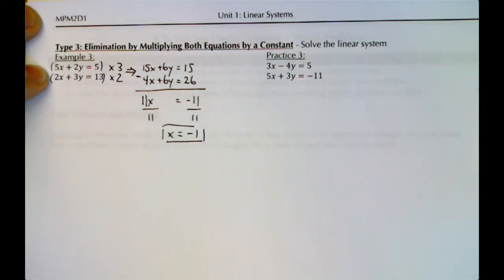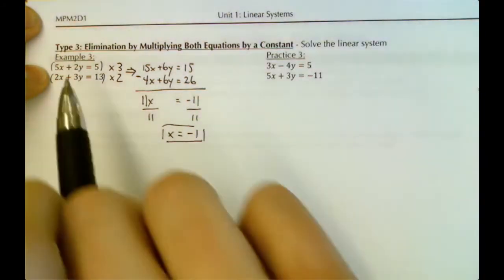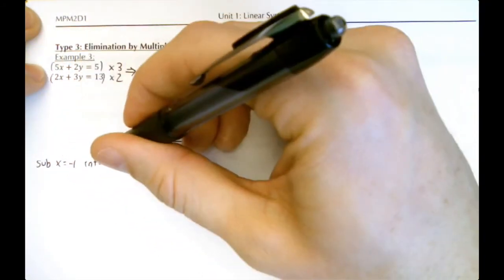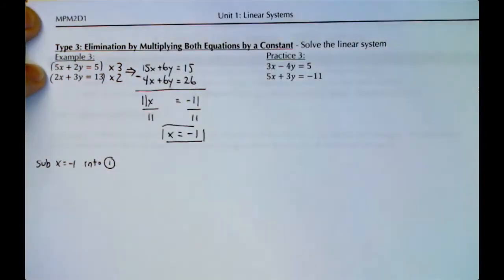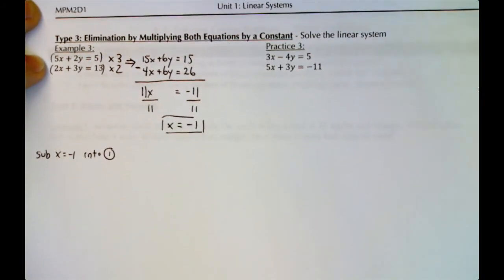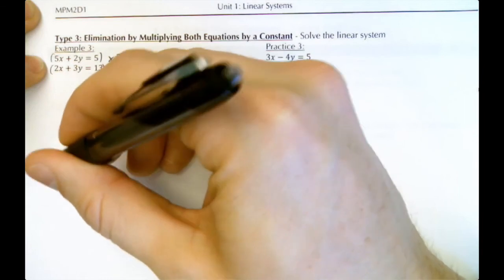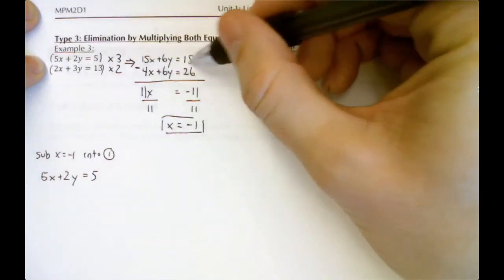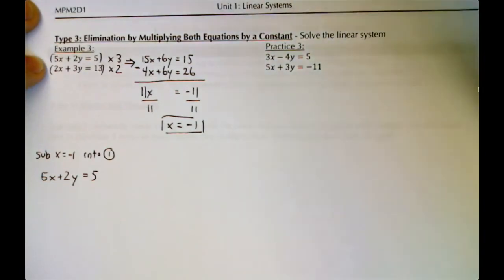To finish the question now, we can just substitute x into either equation and solve for y. So let's give it a shot. I'm going to sub x equals negative 1 into, let's just pick equation 1. Doesn't matter which equation you pick, you can pick either. So equation 1 is 5x plus 2y equals 5. We could have used this version of equation 1, doesn't matter. We could have used equation 2, we could have used that version of equation 2. Either way, we're going to get the same y value.